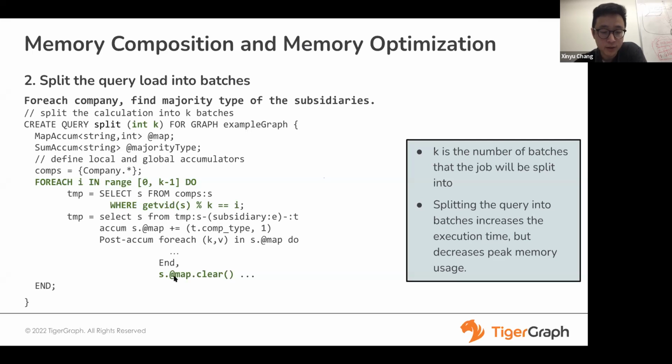right? And then every time I'm done with my iteration, I want to clear things out. So that means every time I take a part of the vertices to process them, and then we clear things out in the end. Okay, so this will make things a lot more memory efficient. However, it might be slower, but it's kind of like we trade speed performance for memory, right? But usually it works pretty well. Okay, so that's the memory composition of the system, and also the technique to split the query into mini batches.